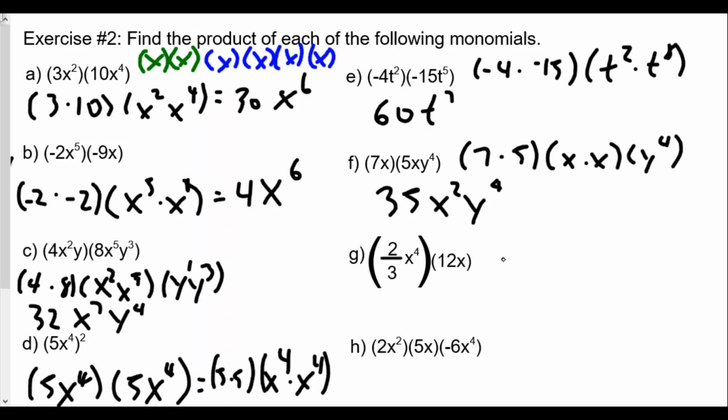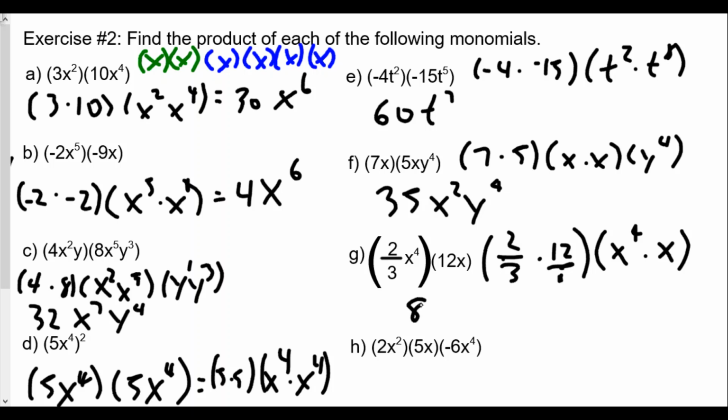Now, same idea as before. Okay, we'll have 2/3 times 12, and then x to the fourth times x. Now 2/3 times 12, well, I know that the 3 goes into 12 4 times and then times 2. Or use a calculator, you will still get the same answer of 8. And x to the 4th times x, which is x to the 1st, will be x to the 5th.